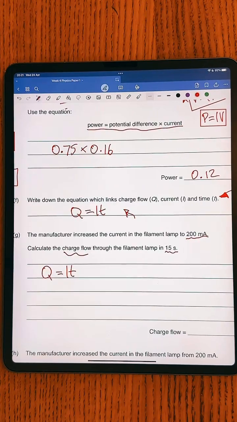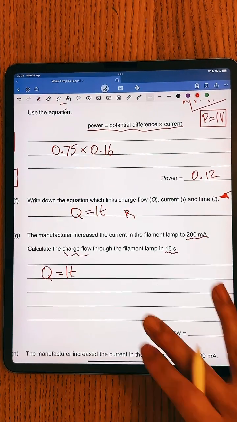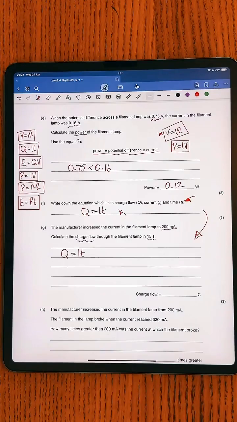What's one thing you need to remember before you do this calculation?